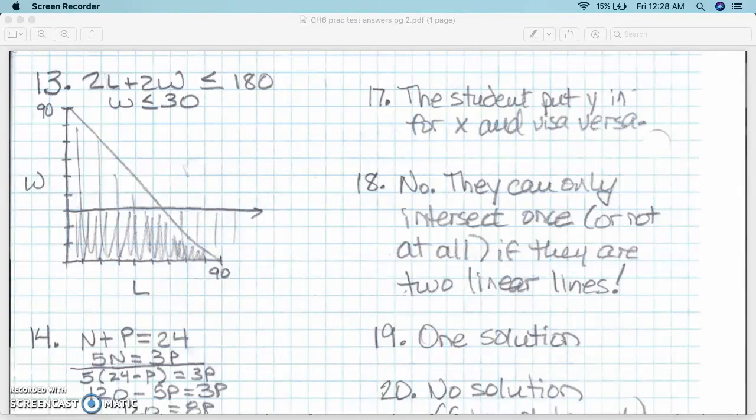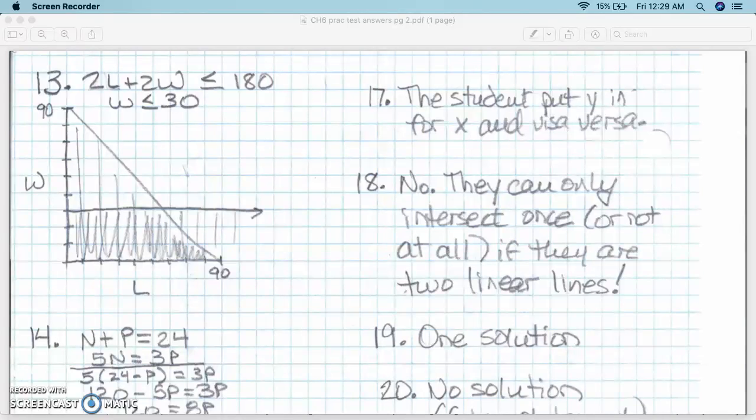Okay, so here we are on page 2 of our Chapter 6 practice test that's in the book. And we are on problem number 13, which was also a story problem. Those are the most important for you to make sure you understand, since you know that your test is going to be all story problems.